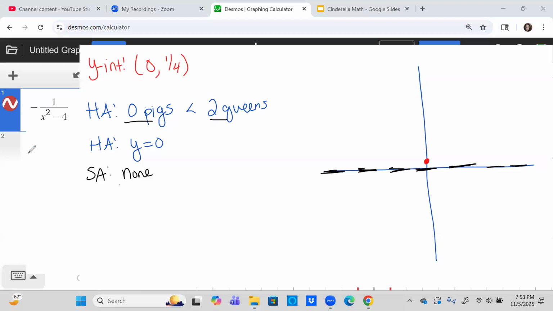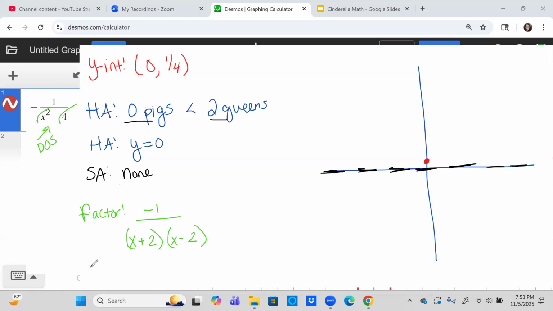All right, let's factor. The top is fine. It'll just stay negative 1. And the bottom is another difference of squares. So not the soap, but the easier one. Take the square root, that's x and x. Take the square root, that's 2 and 2. One gets a plus, one gets a minus.